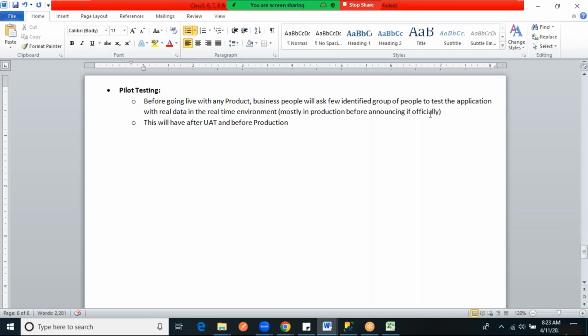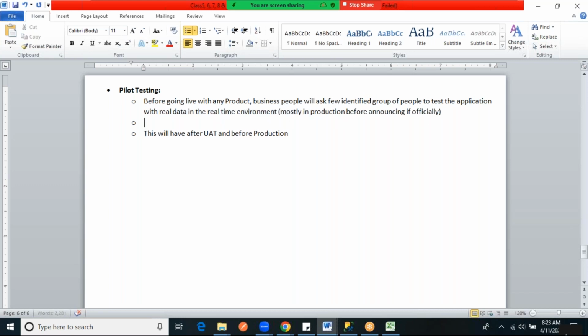Does it involve any dummy data or is everything real? Everything is real data only. All real transactions that they do in the day to day. Consider if you have a bank application, whatever real-time transactions they are doing in the existing software, all those transactions they will do in the new application.